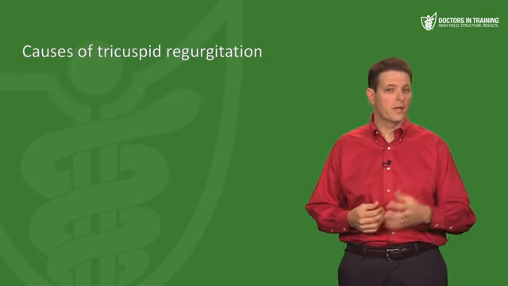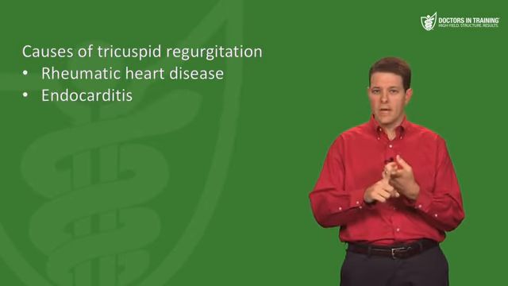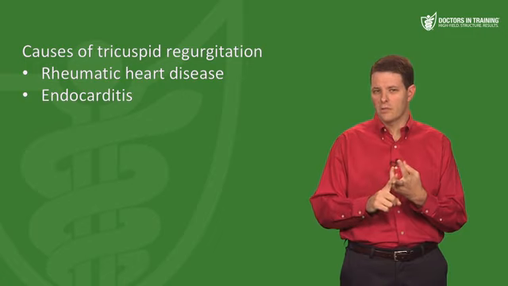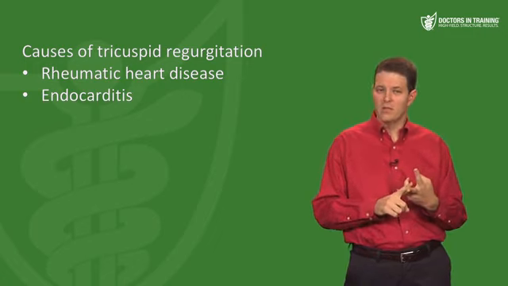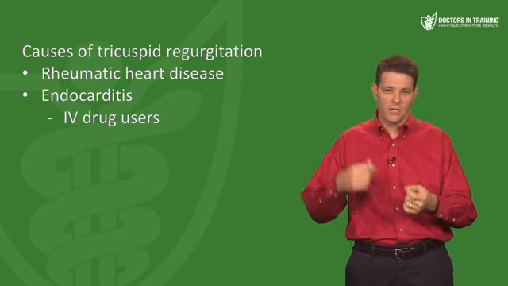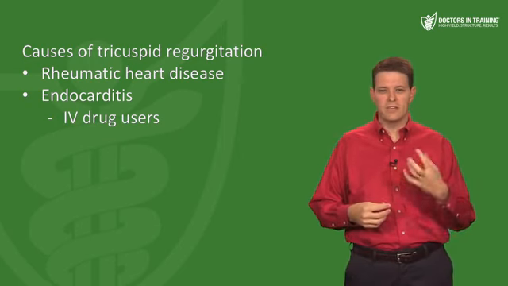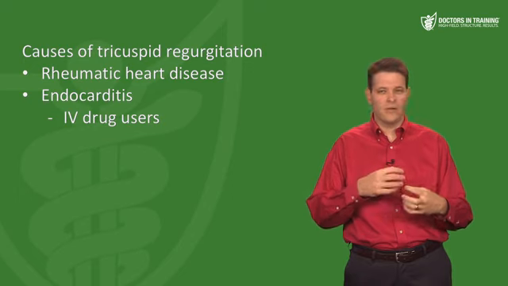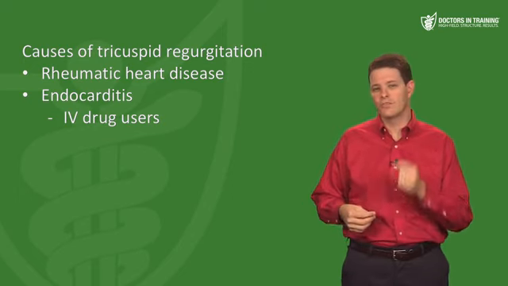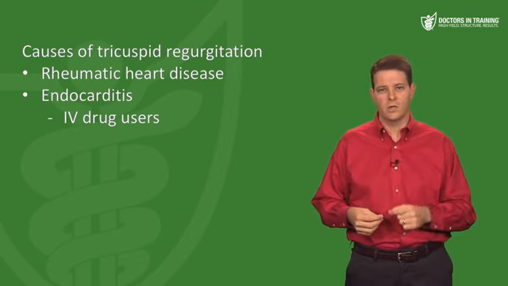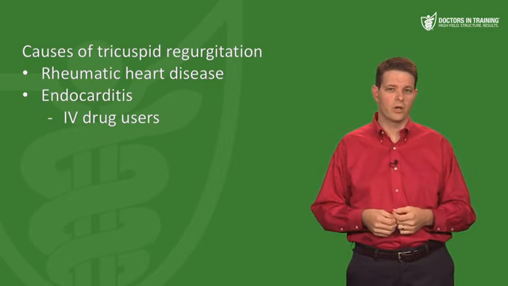So what causes tricuspid regurgitation? Again, rheumatic heart disease and endocarditis. And what type of patients are most likely to have endocarditis of the tricuspid valve? IV drug users. They're injecting drugs, they're contaminating their veins with skin flora, and the bacteria kind of travel to the right side of the heart first. So IV drug users are at increased risk of tricuspid endocarditis, which can cause valve damage and tricuspid regurg.